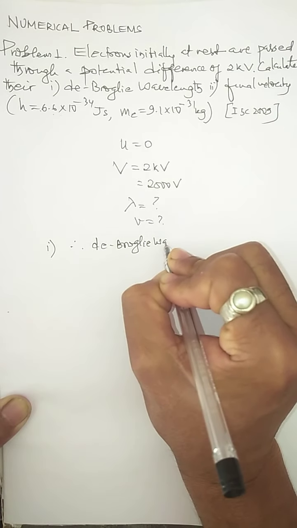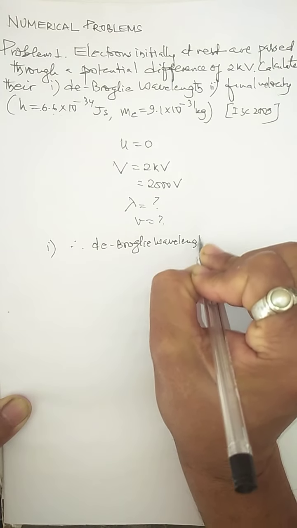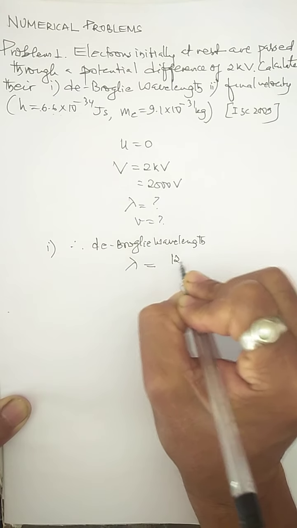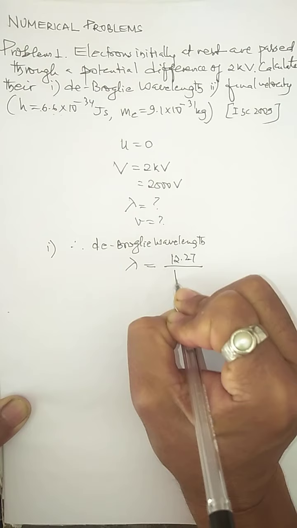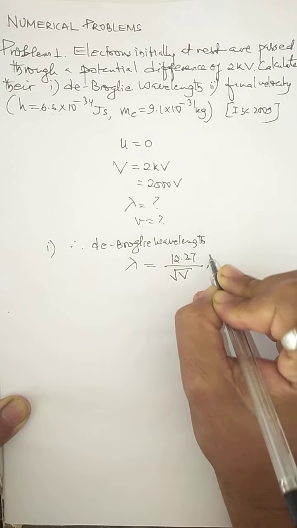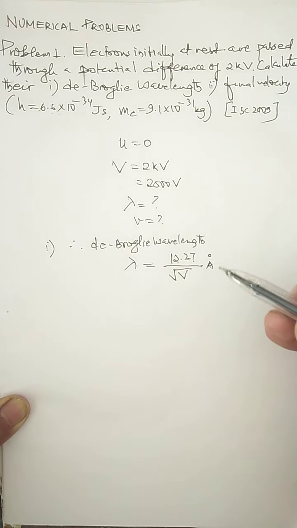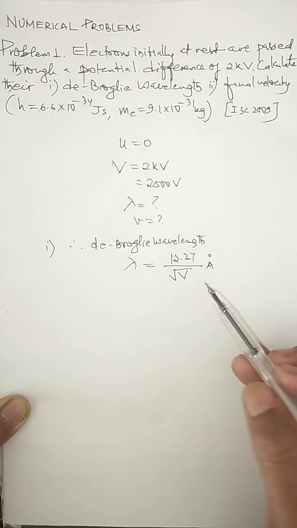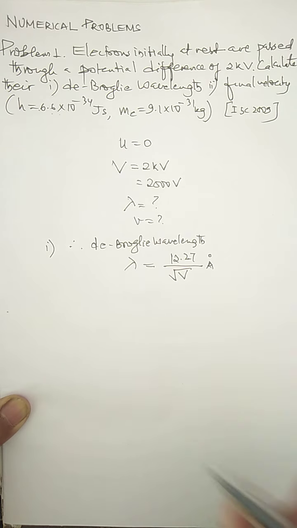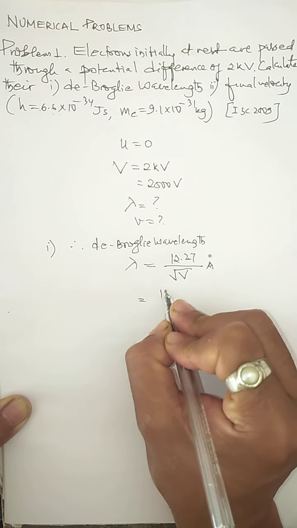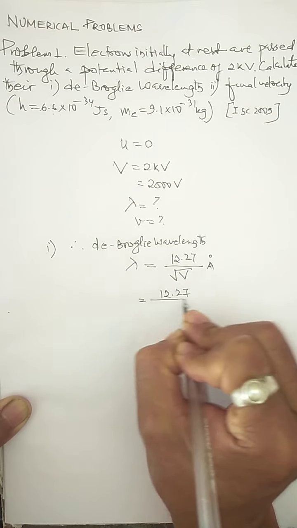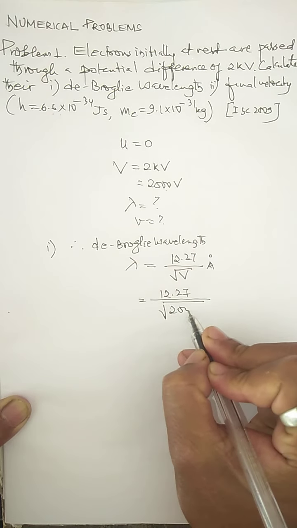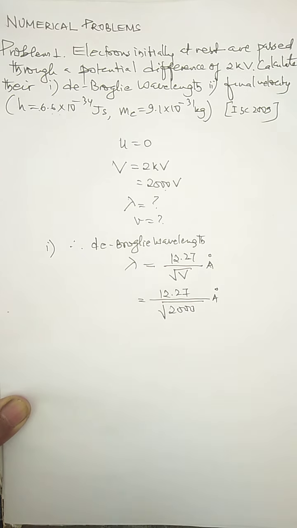The de Broglie wavelength of an electron is given by lambda equals 12.27 by square root of V, and this will be measured directly in Angstrom. Children, in the last YouTube video only you learned this relation; we derived this relation. De Broglie wavelength can be measured directly in terms of potential difference. So let me substitute the value now. This is 12.27 divided by square root of V, which is 2000, and we measure in Angstrom.